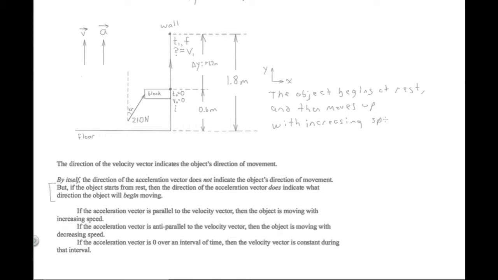And as it moves up, it's moving up with increasing speed. We know that because our acceleration vector is parallel to the velocity vector. And when acceleration and velocity are parallel, the object is moving with increasing speed. So at time 0, the acceleration changes the velocity from 0 to an upward velocity. And then afterwards, the acceleration keeps changing the velocity to point more and more in the upward direction, increasing the speed. The acceleration reflects the changes in the velocity.